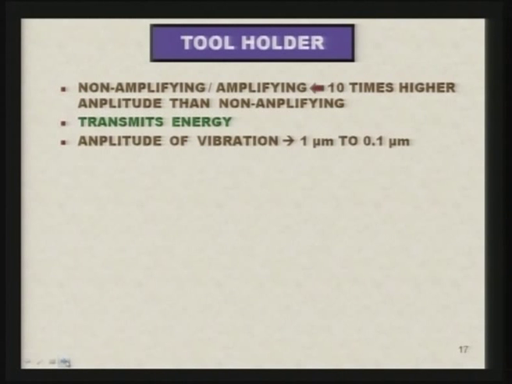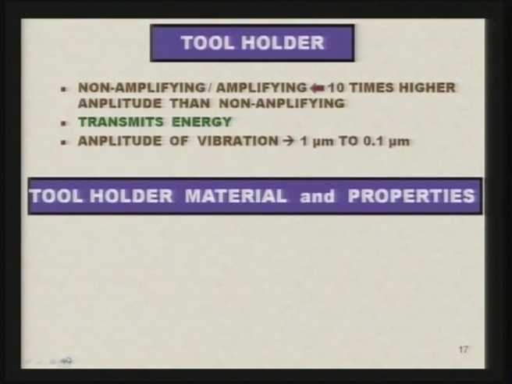Tool holder: there are two types of tool holder. One is known as the non-amplifying tool holder, another is the amplifying tool holder. In case of the amplifying tool holder, you can get 10 times higher amplitude of vibration as compared to the non-amplifying type of tool holder. It transmits energy. Amplitude of vibration can be as high as 1 micrometer to 0.1 micrometer.